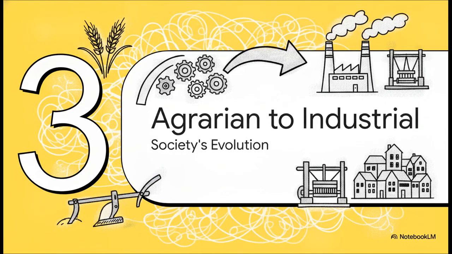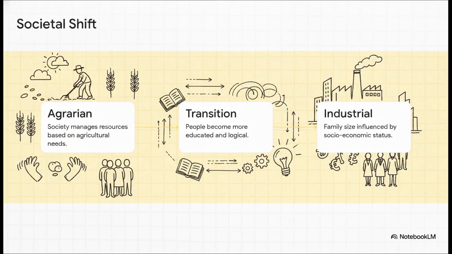Section 3. Agrarian to industrial shift. So how does this supposed natural law actually play out as human civilization evolves? Well, according to Sadler, in an agrarian society, human reproduction is deeply tied to the need for labor. When density is low, you need more hands to work the fields, right? So fertility stays high. But as society transitions into an industrial era, populations become more educated, and suddenly family size starts being heavily influenced by socioeconomic status instead.